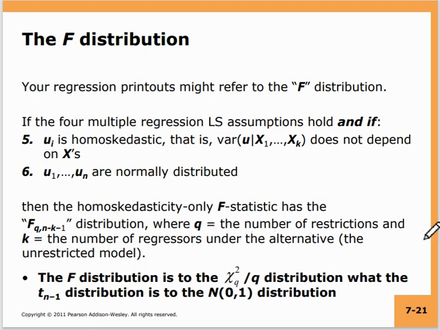So q is the number of restrictions and k is the number of regressors under the alternative. The F distribution is to the chi-square by q distribution what the t with n minus 1 distribution is to the N(0,1) distribution. So basically, for small samples you use the F distribution, and for large samples you use the chi-square by q distribution. Just like for small samples you might have used the t with n minus 1 distribution, and for large samples you use the standard normal distribution.